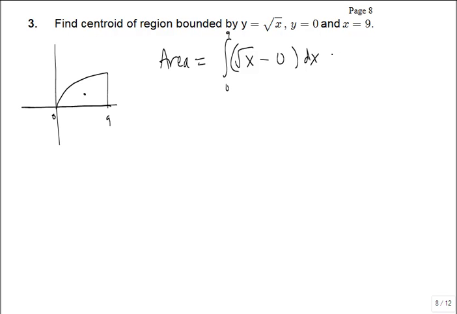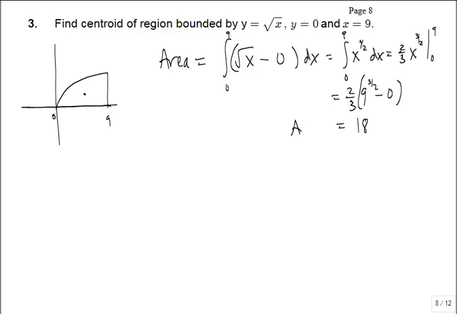So this is just the integral of x to the 1/2, which becomes 2/3 x to the 3/2 from 0 to 9. And when you plug in 9, you're going to get 2/3 times 9 to the 3/2. When you plug in 0, you're just going to get 0. Square root of 9 is 3. 3 cubed is 27. 27 divided by 3 is 9. 9 times 2 will be 18. So this area is 18 units.